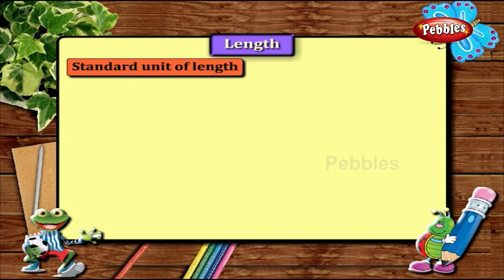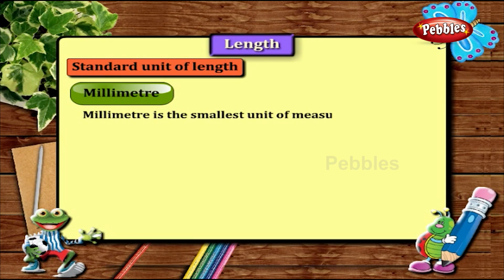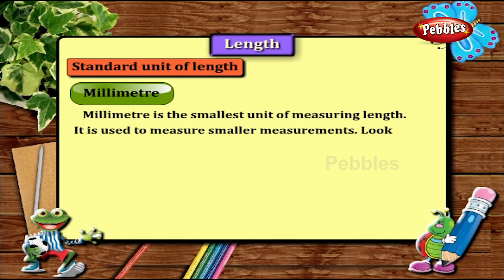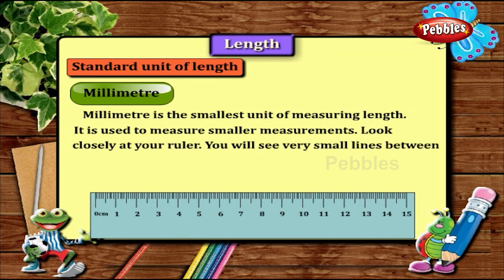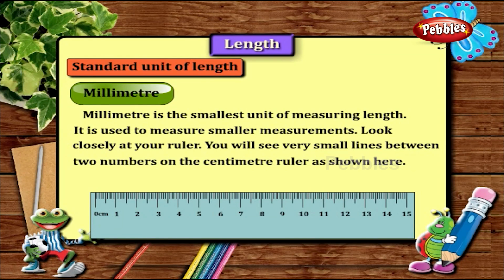Standard unit of length. Millimeter. Millimeter is the smallest unit of measuring length. It is used to measure smaller measurements. Look closely at your ruler. You will see very small lines between two numbers on the centimeter ruler as shown here. These are called millimeter. It is written as mm.